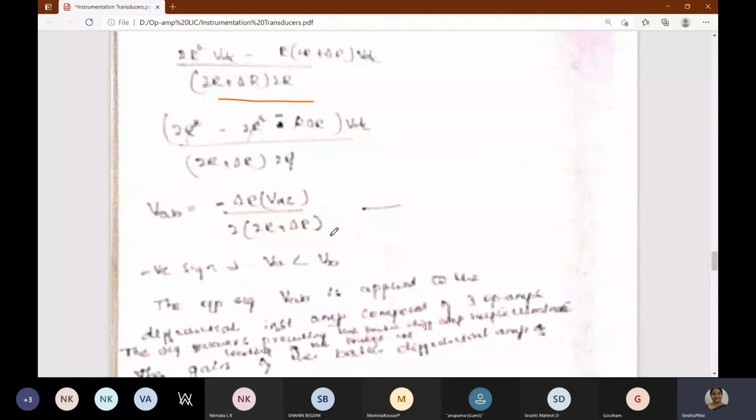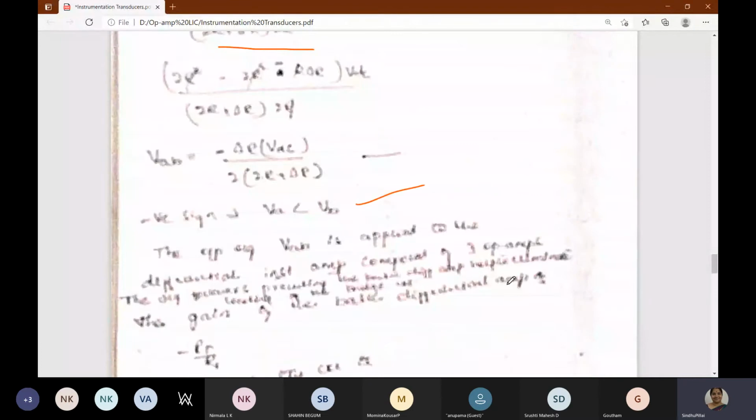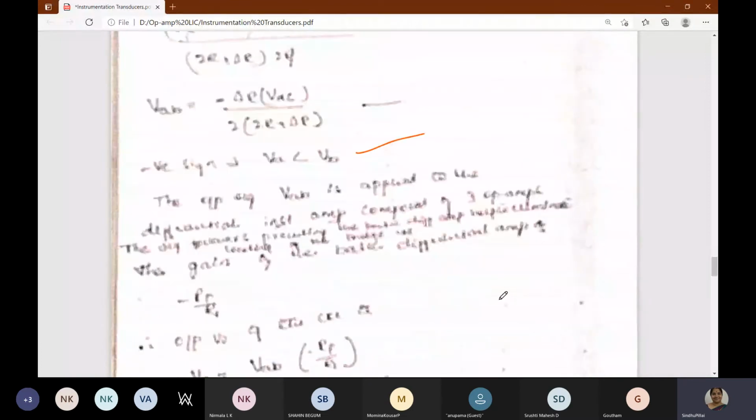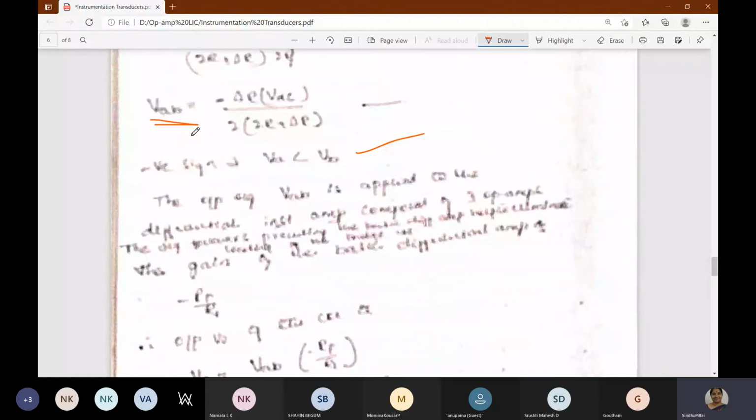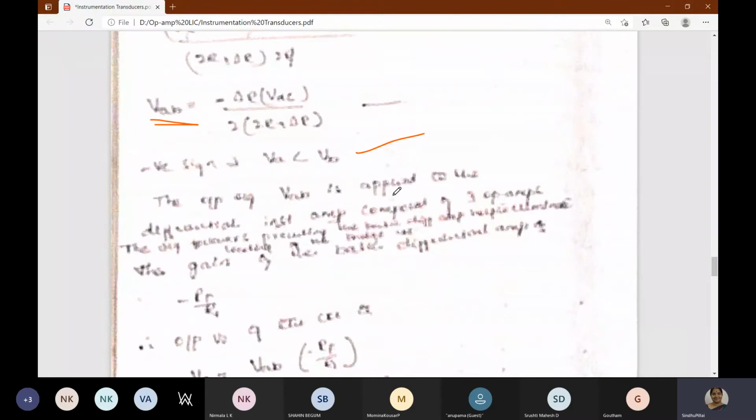Here the negative sign indicates that VA is less than VB. So this is VAB, the output of the bridge. It is the output voltage. VAB is out of the bridge. This output voltage is next applied to the differential instrumentation amplifier. Now we got the output from the bridge, and after getting the output from the bridge, it is applied to the amplifier.